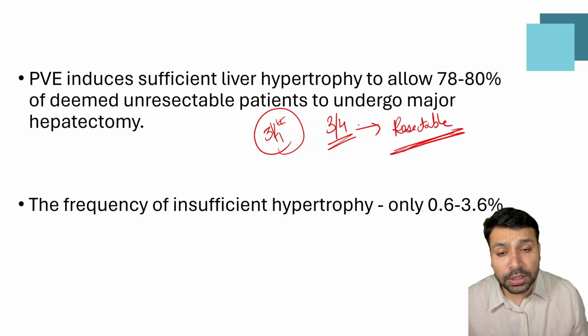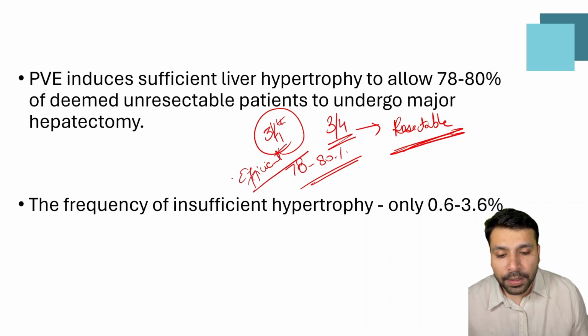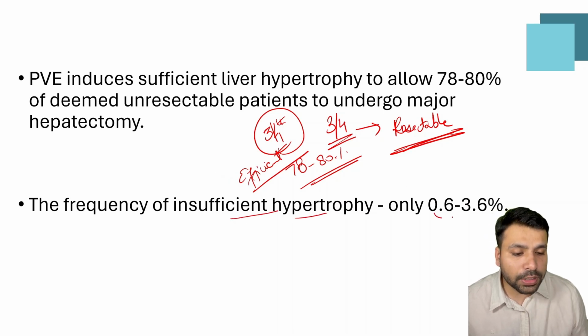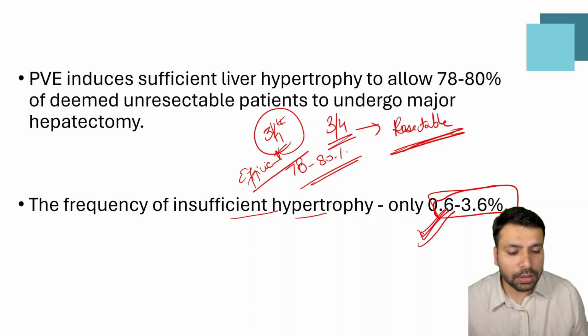So this is the efficacy of portal vein embolization. It's 70 to 80%, 78 to 80% it is efficient. And the frequency of insufficient hypertrophy is only 0.6 to 3.6%. This has been from various studies.